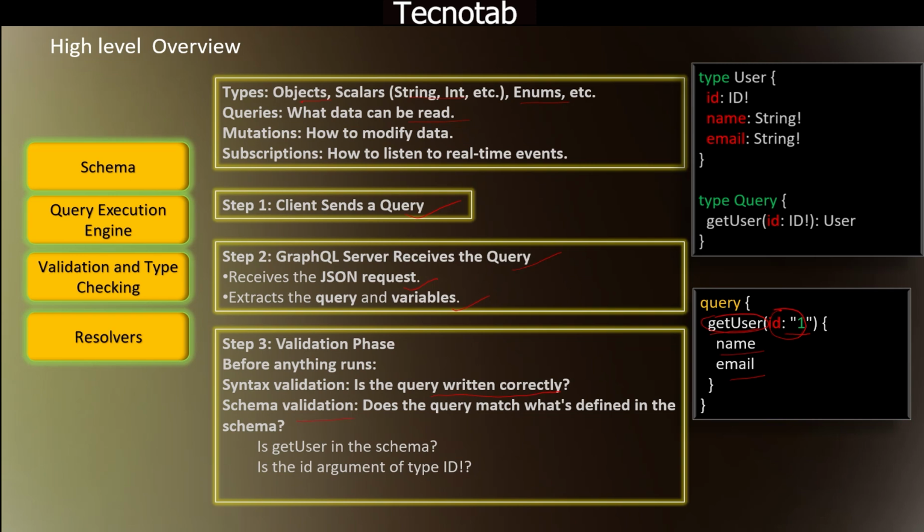So this is our schema. This schema will be validating whether there is a get user in it or not. So yes, there is a get user here. And what about the argument that we have passed in here? Yes, that is also there. So all these things will be validated, and only then will it be allowed to move forward.